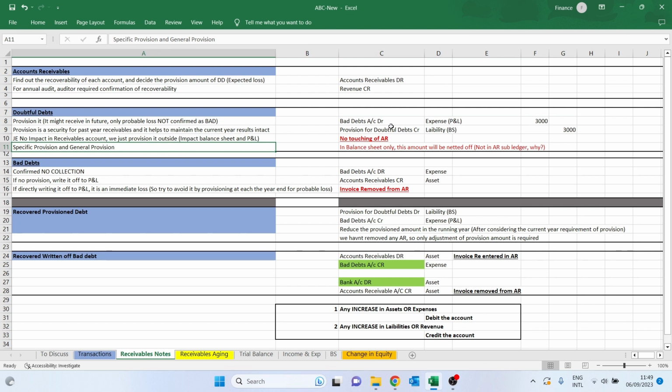Here, why have we debited the bad debts account? Because an expense is increasing, and an increase in expense is debited. The provision for doubtful debts is credited because there is an increase in liability, that is why it is credited.